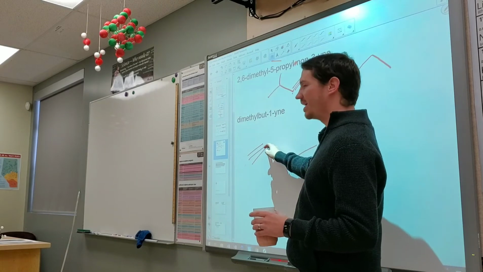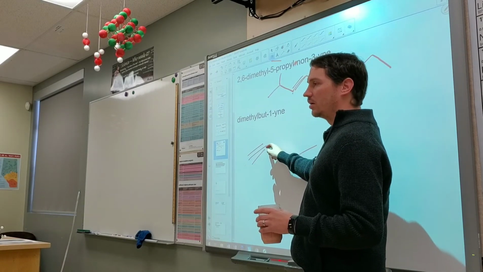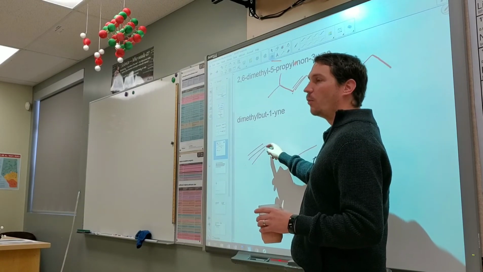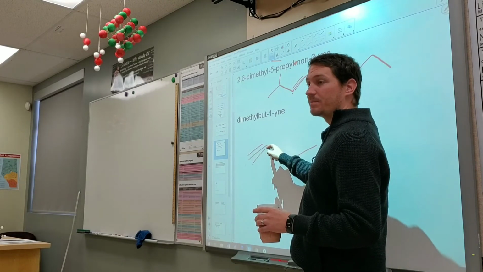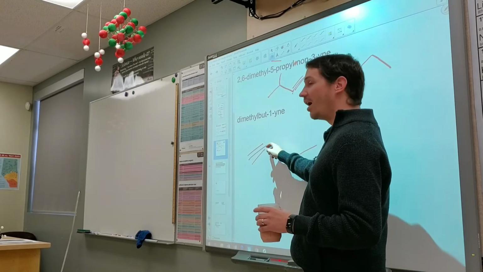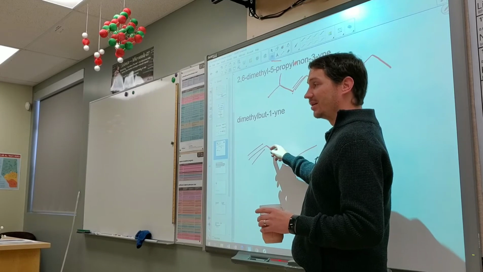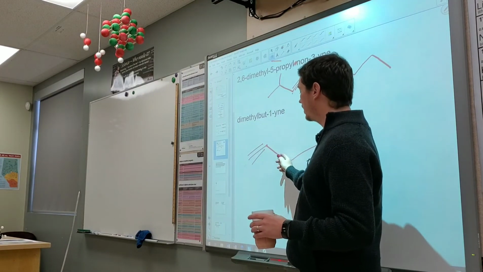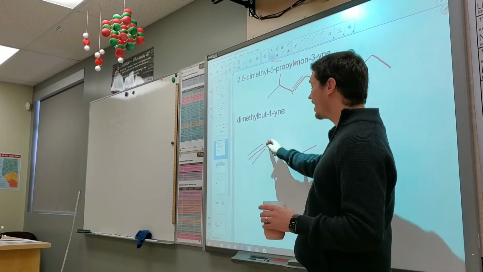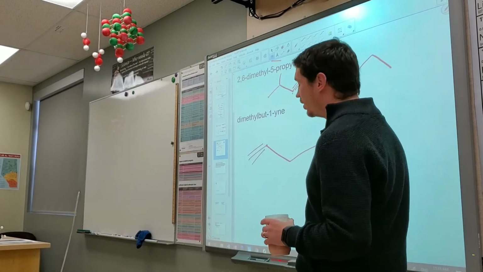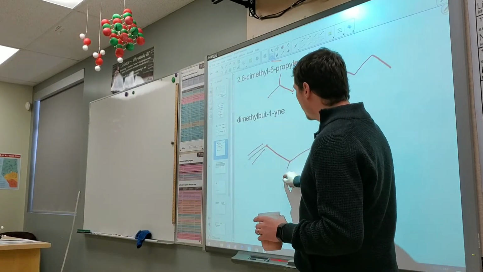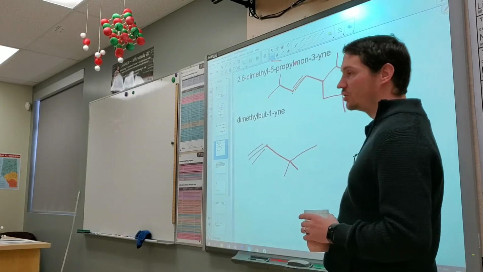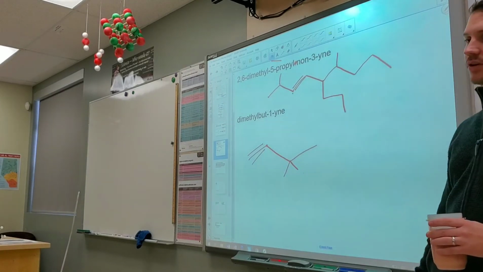Now let's look at 2. Can I put a branch on 2? No. Why? It's already got 4 bonds. Do you see this carbon? I see 1, 2, 3 going into it, and a 4th one going into it. So can I put a branch on here? No. So the only place I can put my 2 methyl groups is on the 3rd carbon.